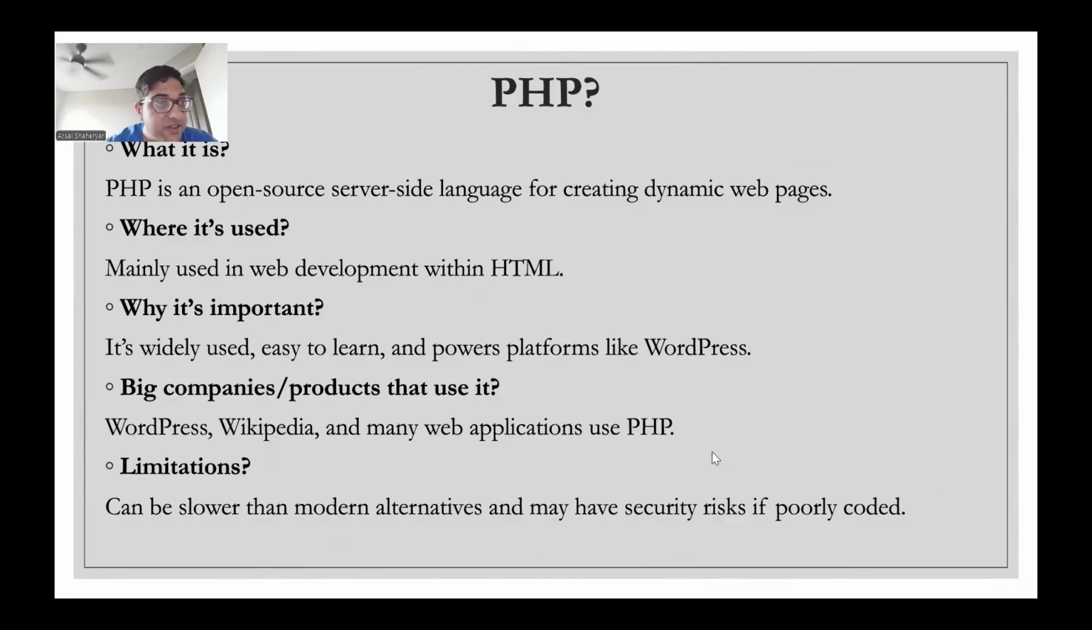PHP. PHP is an open source server-side language for creating dynamic web pages. Where is it used? Mainly in web development within HTML. It's widely used, easy to learn, and powers platforms like WordPress, Wikipedia, and many web applications. It can be slower than modern alternatives and may have security risks if poorly coded.